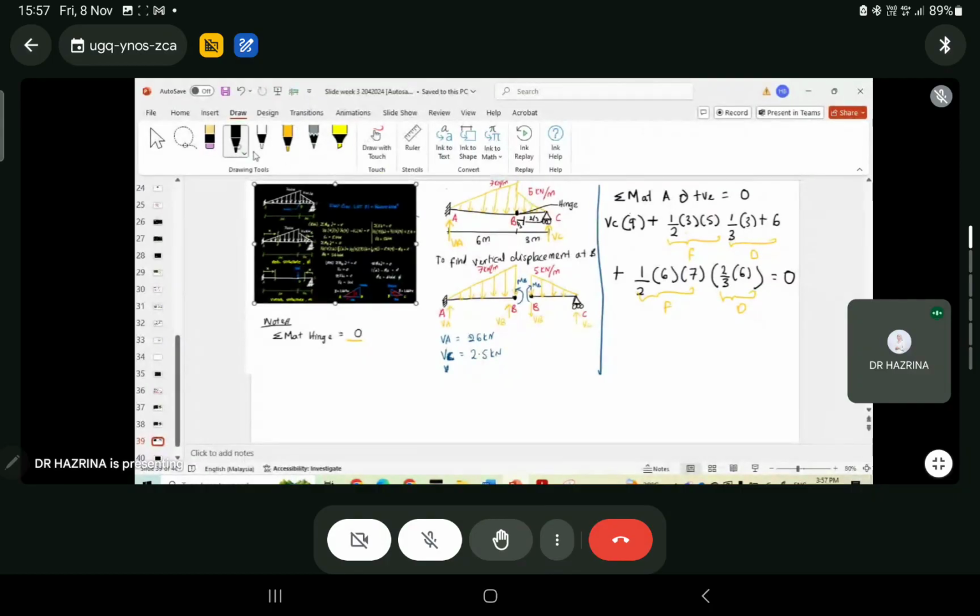So nanti you akan dapat you punya VC. VC you akan dapat certain value. Ini one of the options how you wanted to find your what we call it, your reactions. So bila you dah dapat VC, so you akan gunakan yang summation forces vertical upward positive equals to 0. So in this particular case, you akan ada VA. Alright, so you perlukan VA and then minus setengah darab tapak.